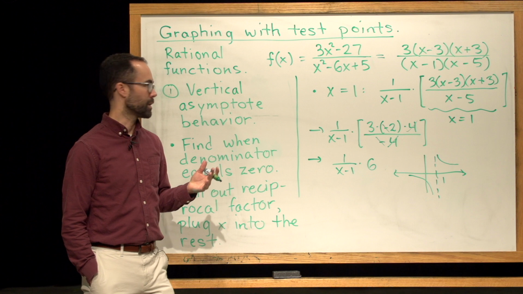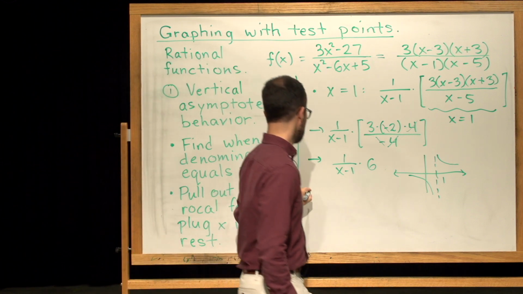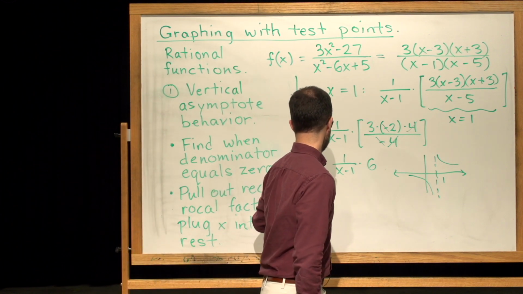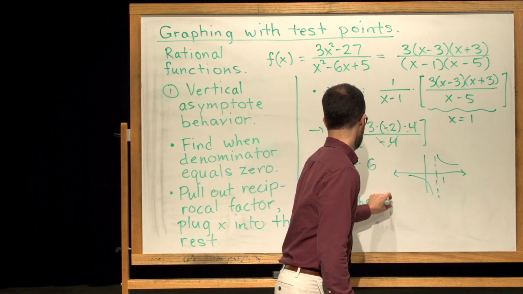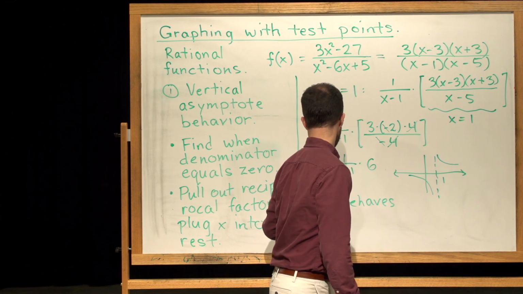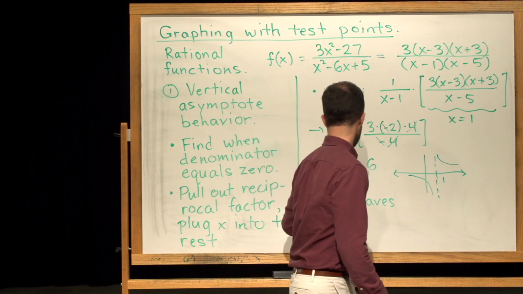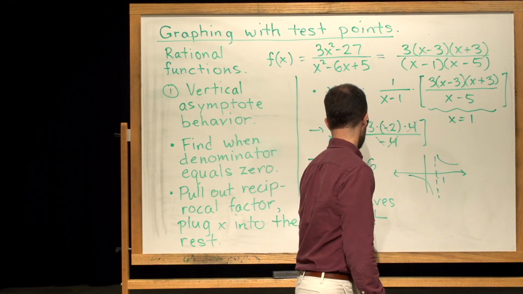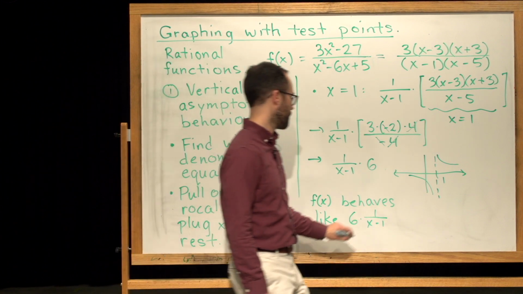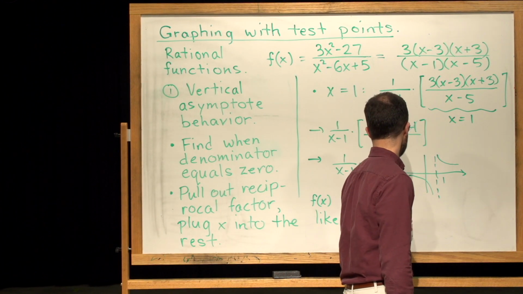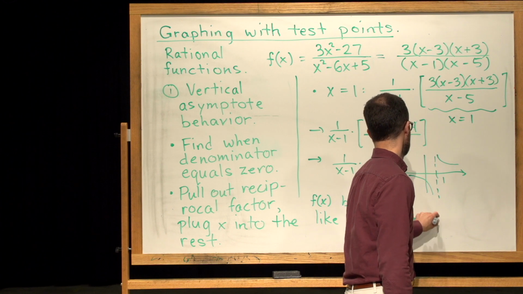So what this tells us is the rational function we're looking at, f of x, will behave like this function that we found. So we had 6 times the reciprocal factor of 1 over x minus 1. And it'll behave that way as long as you're near the asymptote, x equal 1.